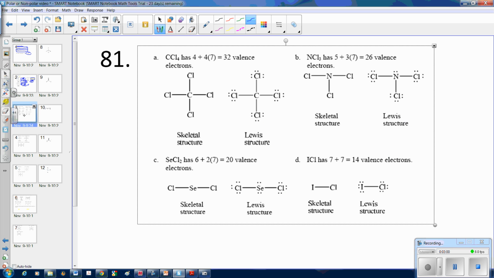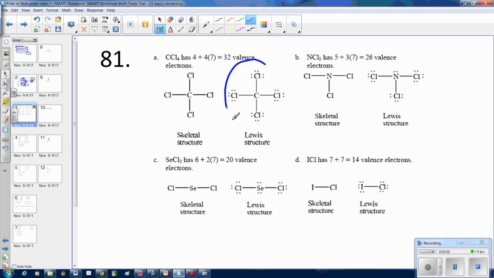Next set. Look at this molecule right here. First question: lone pairs of electrons on the central atom? No. Different terminal atoms? No. And it's not made of only two atoms, so this would be nonpolar. We would say this molecule is nonpolar.